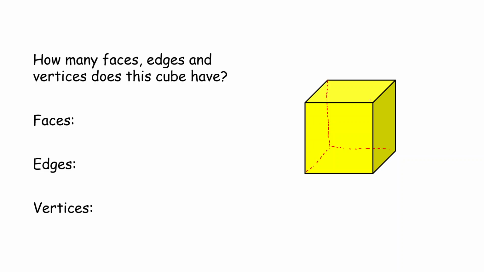There we go. Okay, so how many faces does the cube have? Well, you've got one at the front, one at the back. That's 2. You've got sides, so 3, 4, and then top and bottom. So faces, it has got 6.